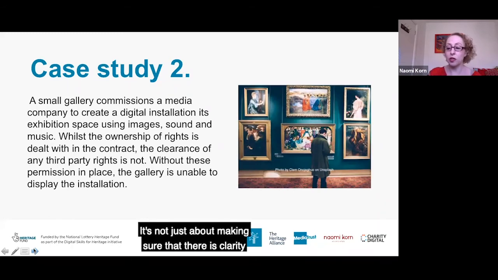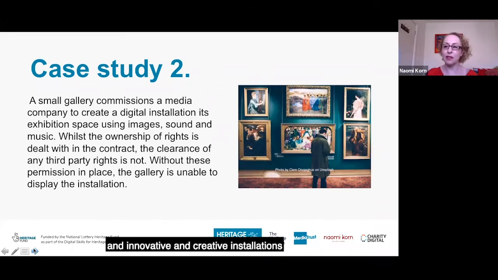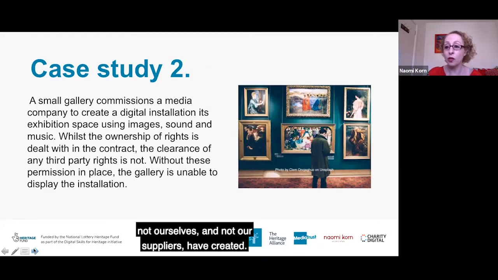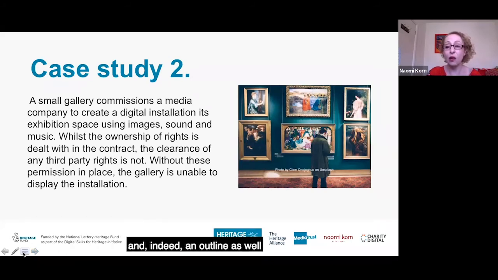It's not just about making sure that there is clarity about who owns what rights when working with a supplier, but often when we're creating really dynamic and innovative and creative installations or digital content that we wish to reuse, we may be using content that other people, not ourselves and not our suppliers, have created. And this means there needs to be absolute clarity about who is taking responsibility for clearing those rights, and indeed an outline as well about what we expect from our suppliers.